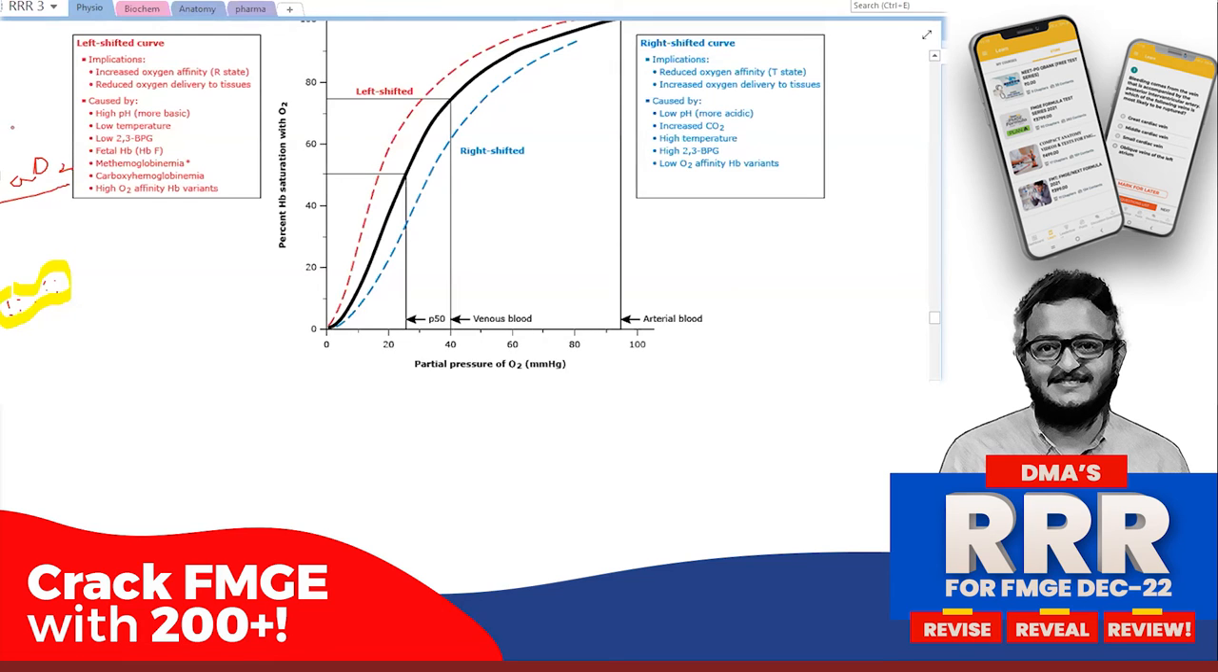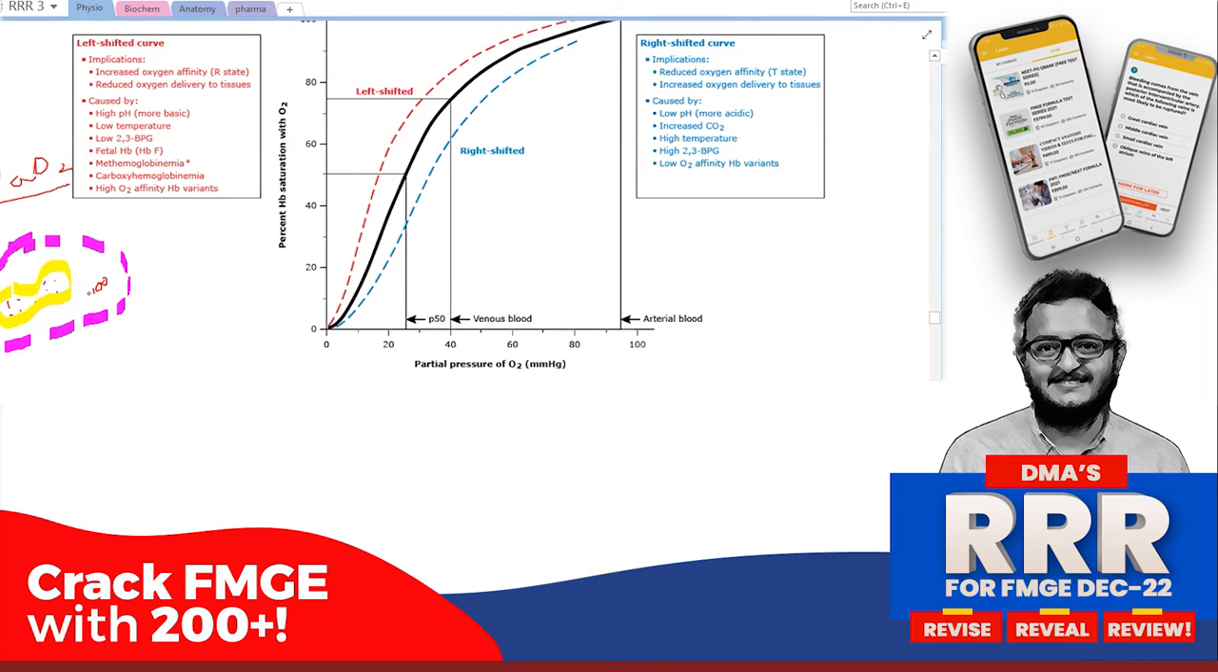Then I breathe in. Inside my lungs here, the capillaries having fresh blood will have a partial pressure of oxygen around 100. You can remember it like this: there is blood surrounding this RBC, and in this blood, the partial pressure of oxygen is 100.